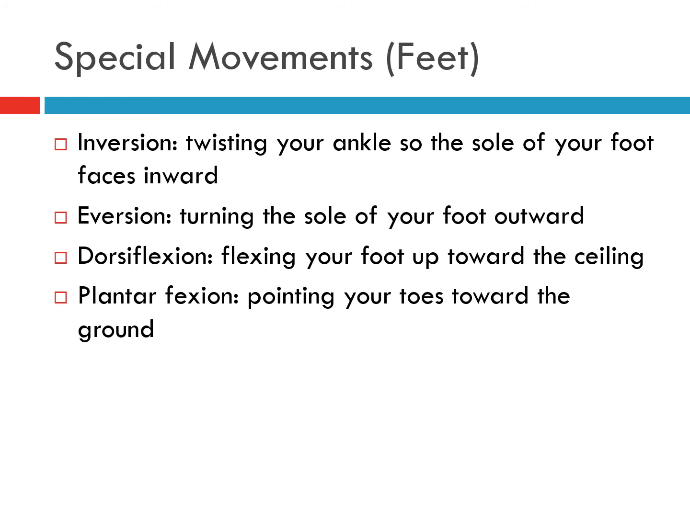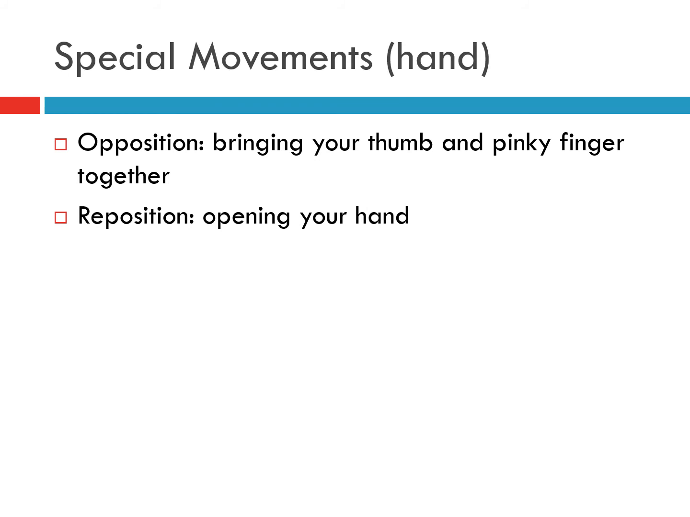Dorsiflexion is flexion of the foot, which would be bringing your toes up toward your shin. And then plantar flexion is the same as extension of the ankle, which would be pointing your toes down toward the ground. Oops, sorry, I didn't mean to switch that slide so quickly. In the hand, we have opposition, which is bringing your thumb and your pinky finger together, and then reposition, which is opening your hand back up.